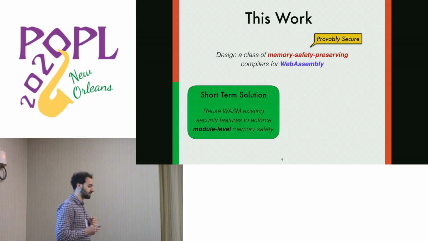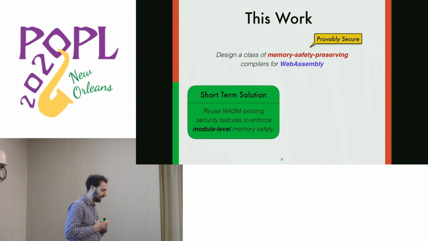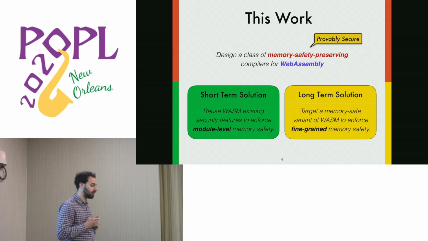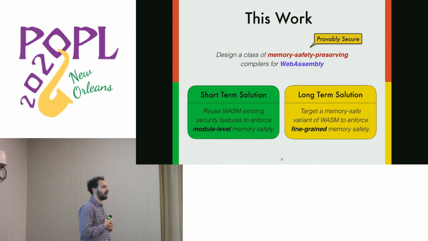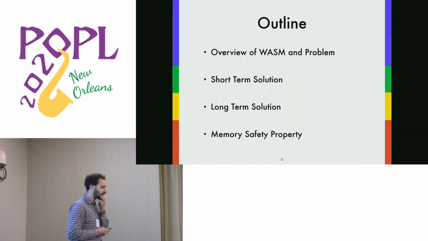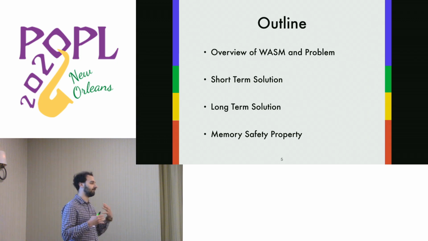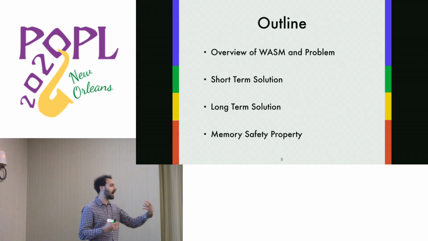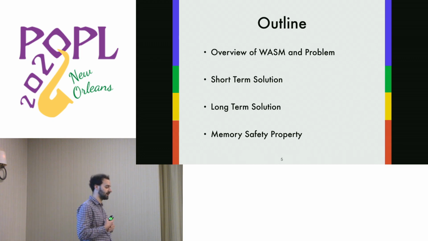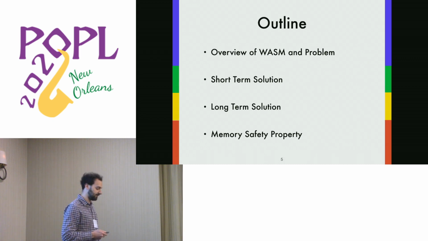We propose two solutions. The first is a short-term solution and relies on existing WebAssembly features for enforcing module-level memory safety. The long-term solution instead aims at compiling C code to a memory-safe variant of WebAssembly, where we can enforce a fine-grained memory safety. So for the rest of the talk, I'm going to give a brief overview of WebAssembly, the features that are relevant for us, and show how these memory safety vulnerabilities at the source get translated to the target, and then illustrate our solutions and our notion of memory safety.